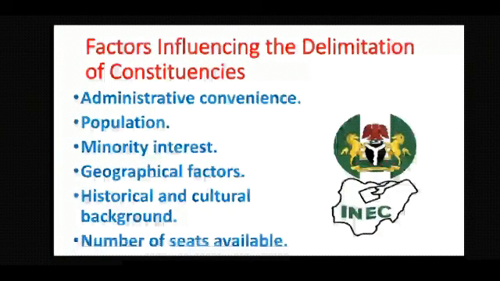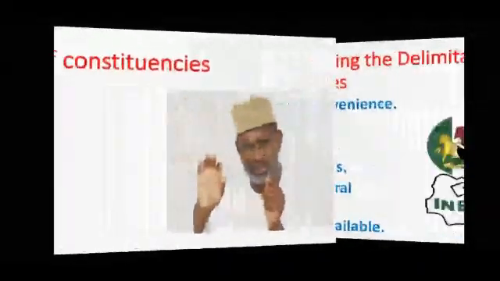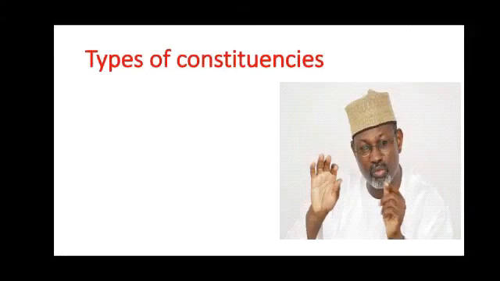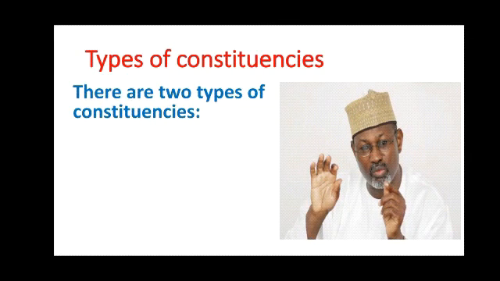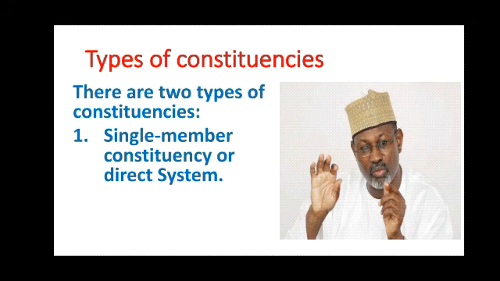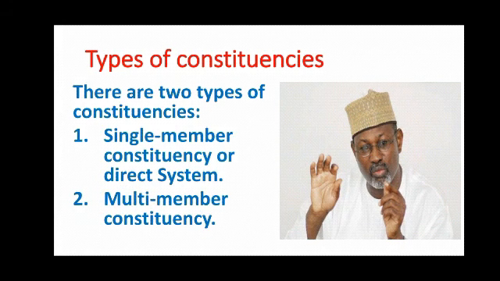Now let's look at the types of constituencies we have. What are the various types of constituencies we have? Types of constituency. There are basically two types of constituencies. One, we have single member constituency or direct system. And two, we have multi-member constituencies. So these are the two types of constituencies we have.